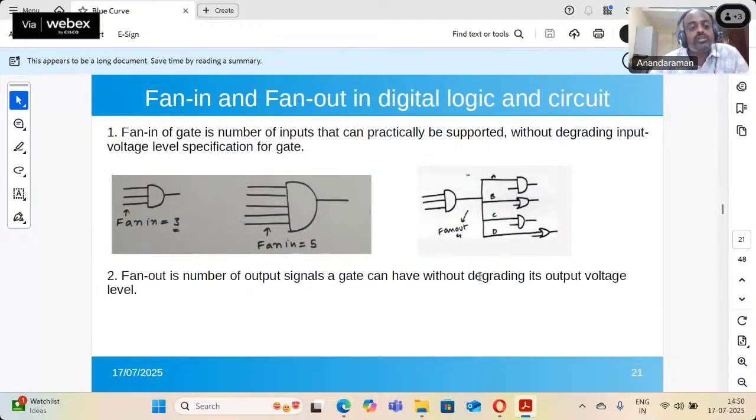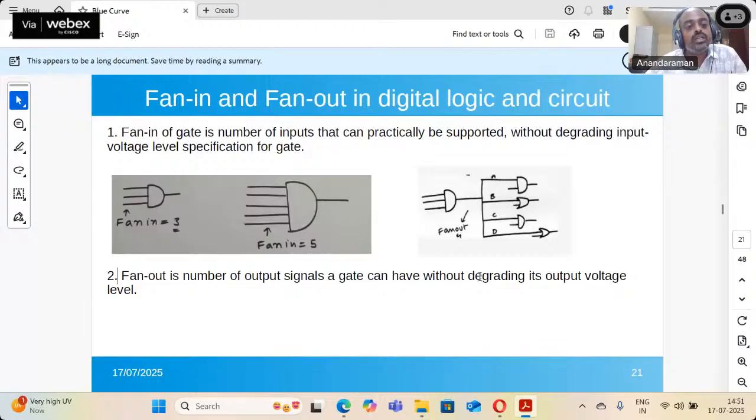So this is fan-in and fan-out. Fan-in of a gate is the number of inputs that can practically be supported without degrading the input voltage level specification for a gate. For example, some gate has some limit. That gate can take this much voltage only. Beyond that, if you give more voltage, that gate will be damaged, so you cannot connect many inputs to the gate. Each input adds some voltage. For example, if the gate is capable of holding only 10 volts and one input is 5 volts, then maximum you can give two inputs only. If you give a third input, that gate will fail.